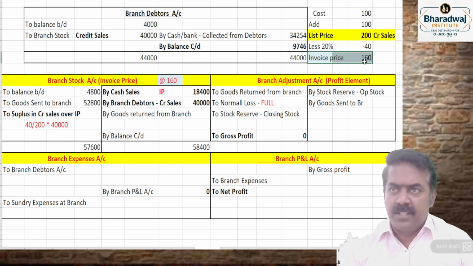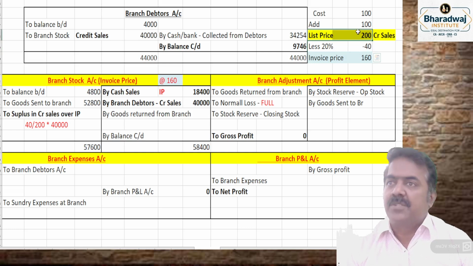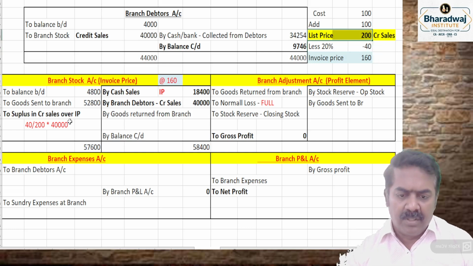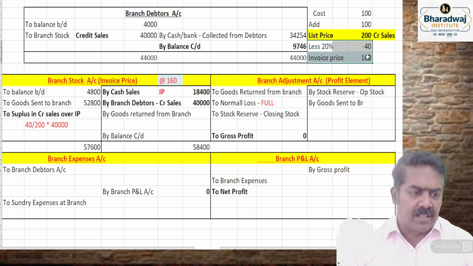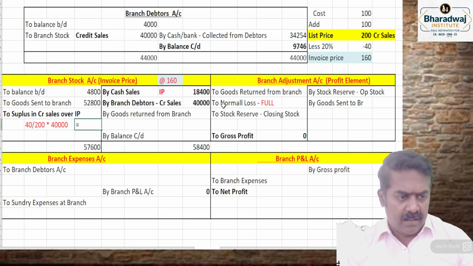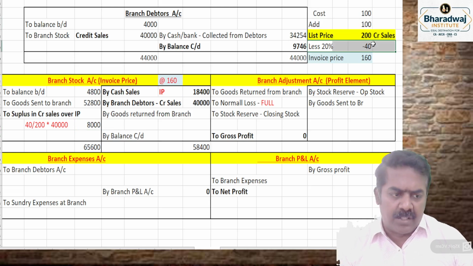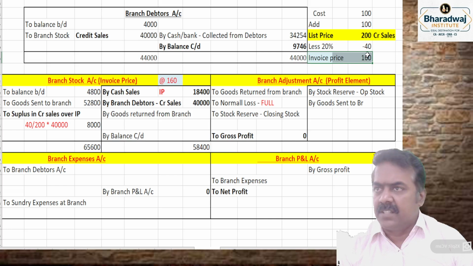If invoice price is 160 plus 40, list price is how much? 200. So, what is the surplus in credit sales over the invoice price? How much extra credit surplus is there? 40 by 200 into 40,000. What is the surplus? 8,000. Do you understand that 40 by 200? I repeat. If cost is 100, add 100, list price will be 200. Minus 20%, invoice price is 160.